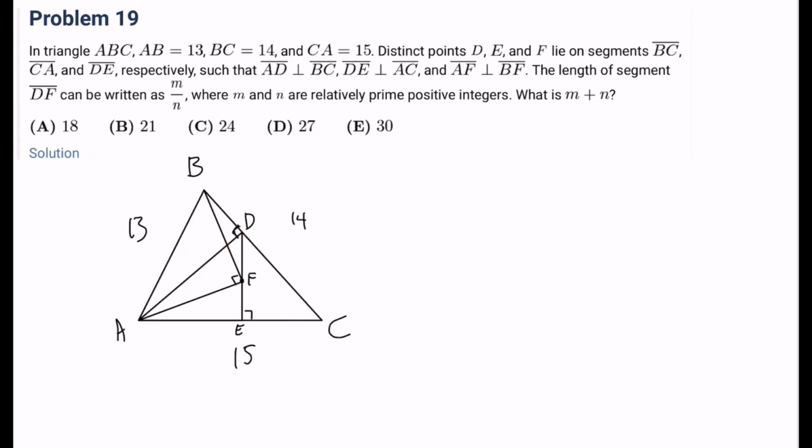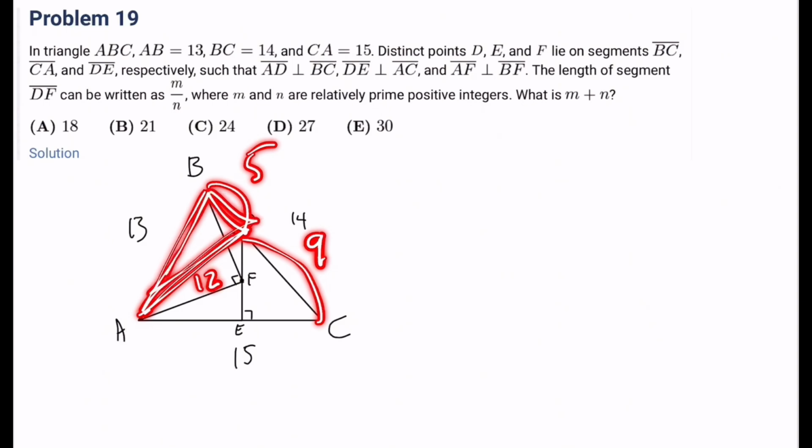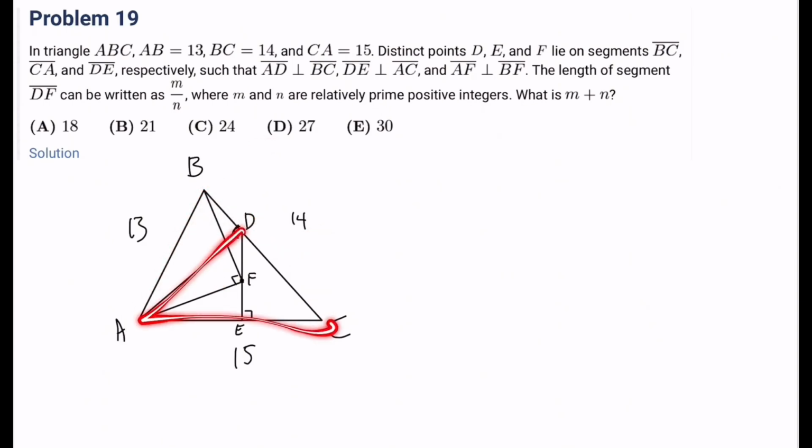So whenever 13, 14, 15 triangles come out on the AMC, always try to bisect it into 5 and 9, because that always works. If you do this right triangle, this is always going to be 12, because 13, 5, 12 is a Pythagorean triple, and 9, 12, 15 is also a Pythagorean triple. And so automatically we know that BD is 5, DC is 9, and AD is 12.